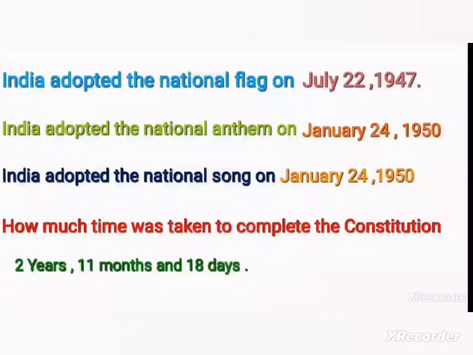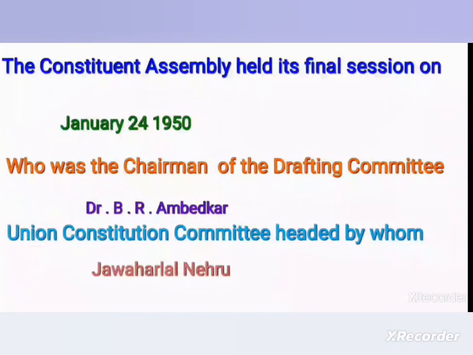India adopted the national flag on July 22, 1947. India adopted the national anthem on January 24, 1950. India adopted the national song on January 24, 1950. On the same date, January 24, 1950, national anthem and national song were adopted by the Indian Constitution. How much time was taken to complete the Constitution? 2 years, 11 months and 18 days. The Constituent Assembly held its final session on January 24, 1950.